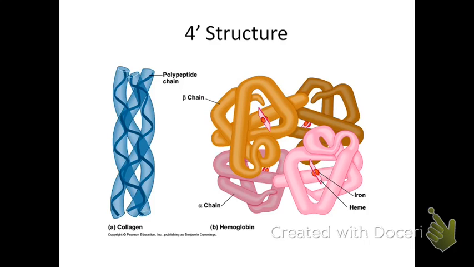Now, also you have what's called a quaternary structure. This is when two or more polypeptides are woven together. Think about hemoglobin or red blood cells. They have 4 proteins woven together to make it. So when you're thinking about quaternary, you need to think about multiple polypeptides woven together for quaternary structures.